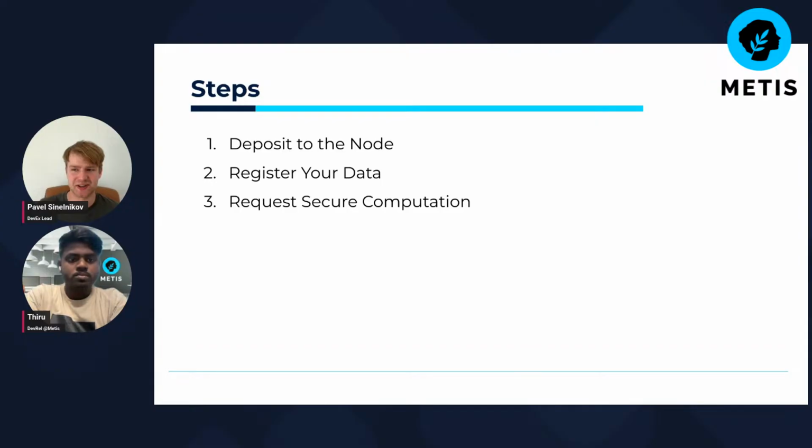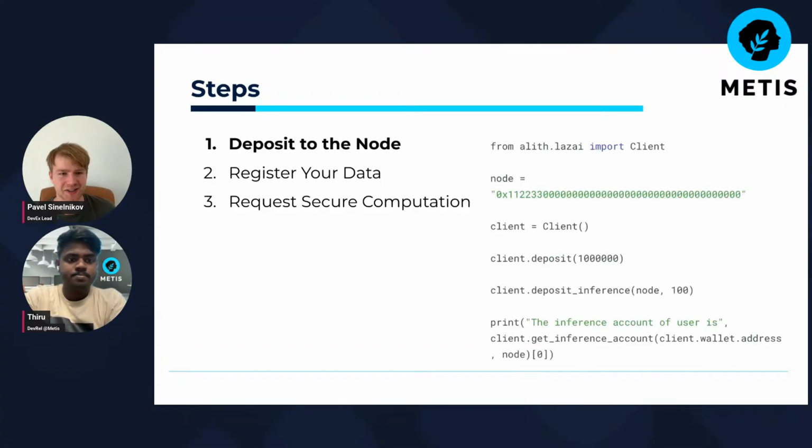So let's run through some brief code examples of the different steps within the lifecycle. Of course, these are not all the steps, and this is not all the code. I'll show some code for examples where you get to see this more in action. The first is depositing to a node. You would specify the specific node that you are requesting for the inference-based operations, and you would have to pre-seed or pre-fund your account to make those interactions.